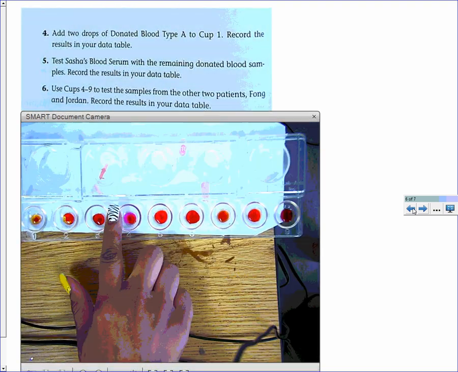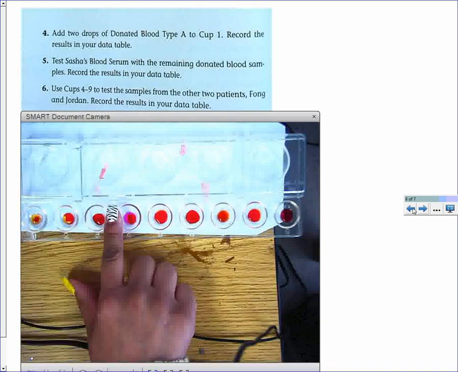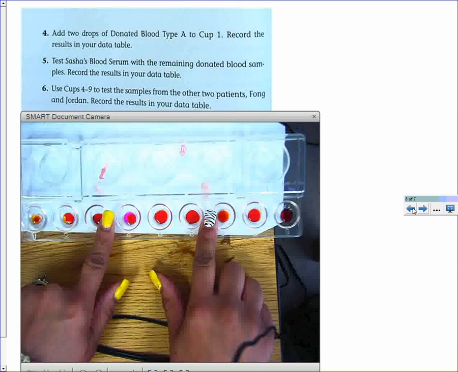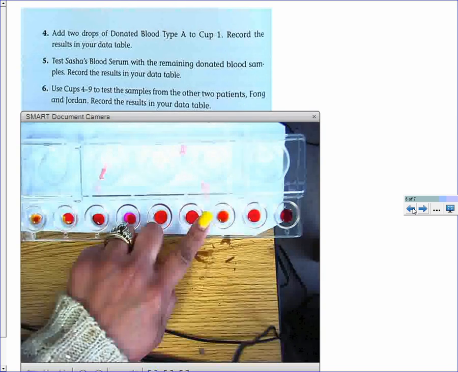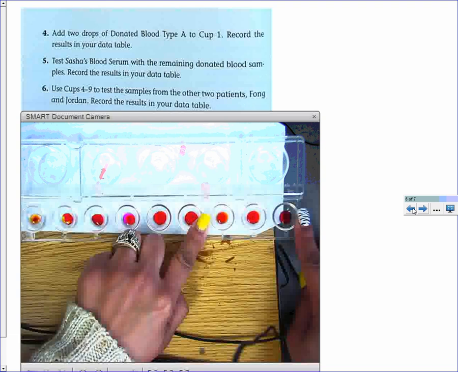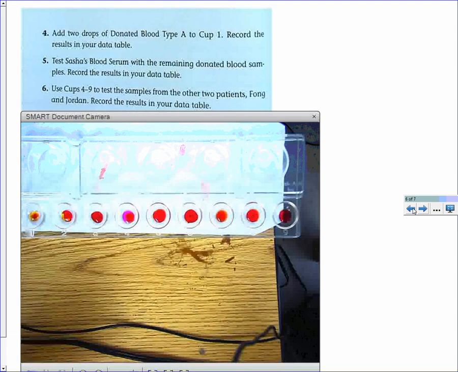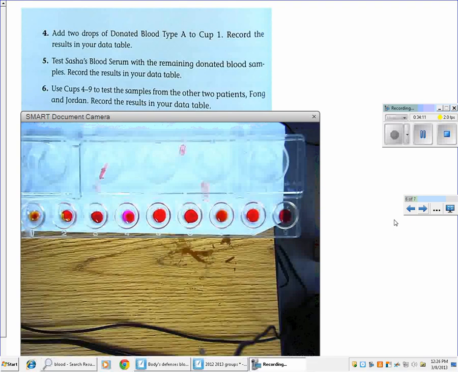One, two, and three: you have Fong's. Four, five, and six: you have Sasha's. Seven, eight, and nine: you have Jordan's. Record your results and answer your analysis questions. This concludes the end of the lab lesson.